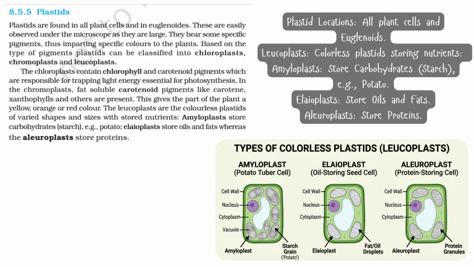NCERT defines 3 specific types that you must memorize. Amyloplasts store carbohydrates, such as starch, commonly found in potatoes. Elaioplasts store oils and fats, and Aleuroplasts store proteins. Examiners love to swap these storage profiles and match the column questions.